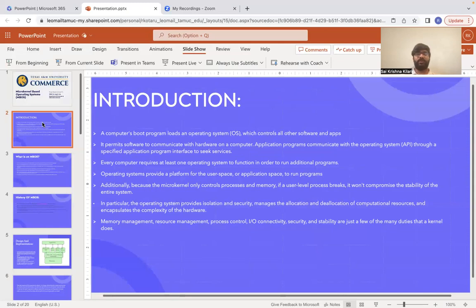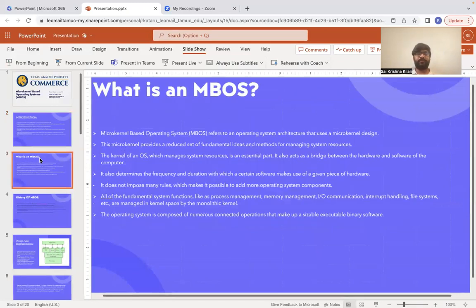Memory management, resource management, process control, input connectivity, security, and stability are just a few of the many duties that a kernel does. Actually, what is an MBOS? Microkernel based operating system refers to an operating system architecture that uses a microkernel design. The microkernel provides a reduced set of fundamental ideas and methods for managing system resources. The kernel of an OS, which manages the system resources, is an essential part. It also acts as a bridge between the hardware and the software of the computer.